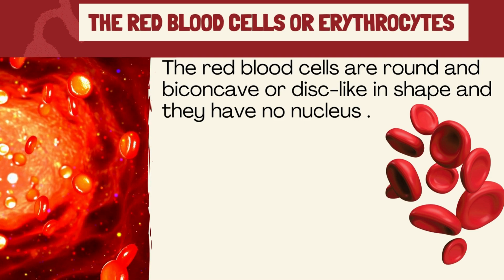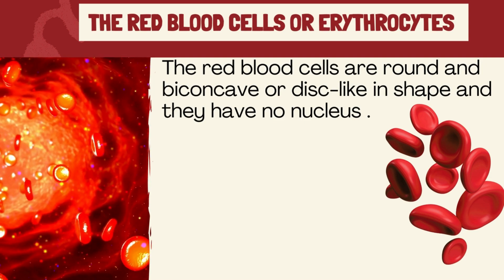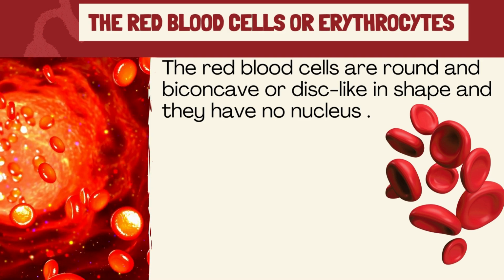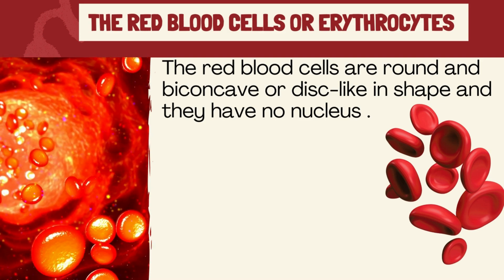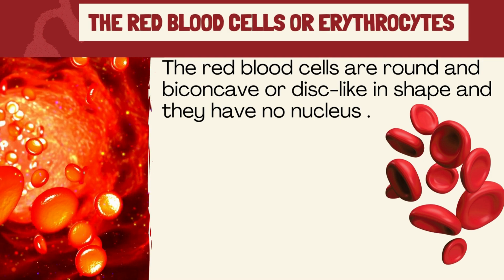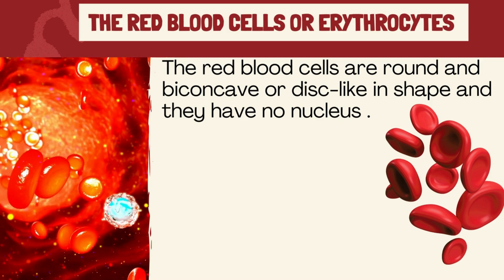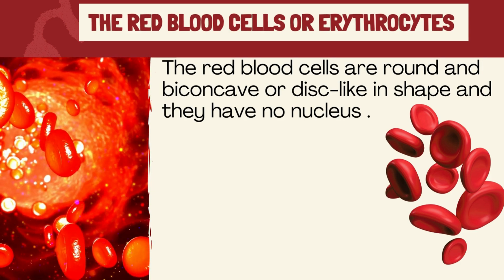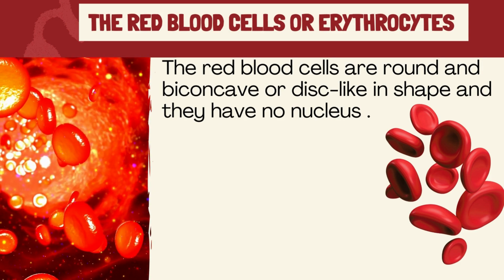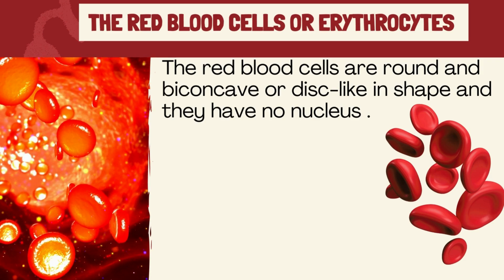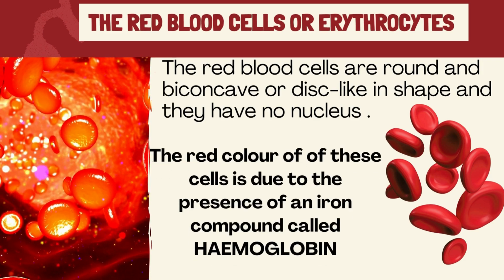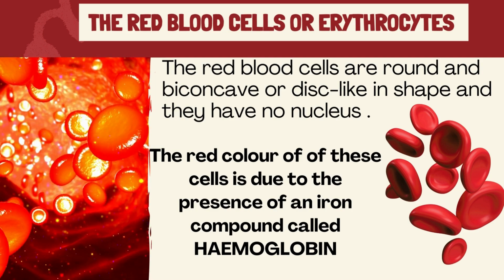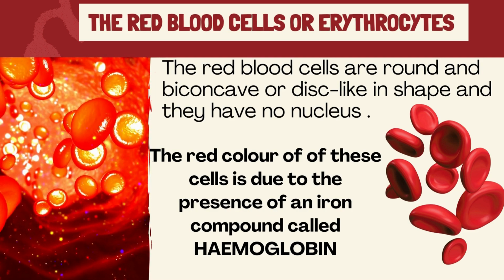The red blood cells, also called erythrocytes, are small, round, and biconcave or disc-like in shape. They have no nucleus, and 1 cubic liter of blood has about 5.2 million red blood cells. The normal lifespan of a red blood cell is about 120 days, that is 4 months, before they are destroyed by the liver.